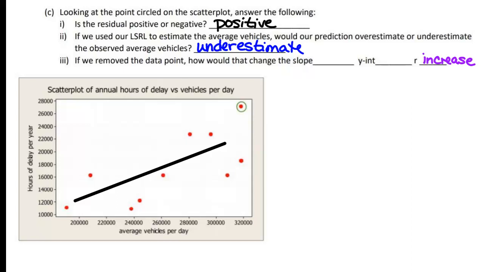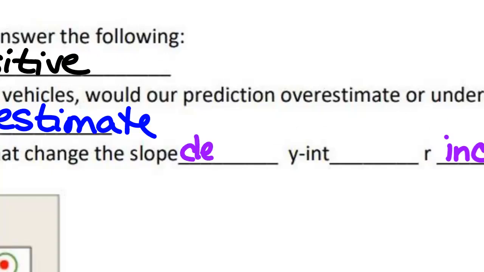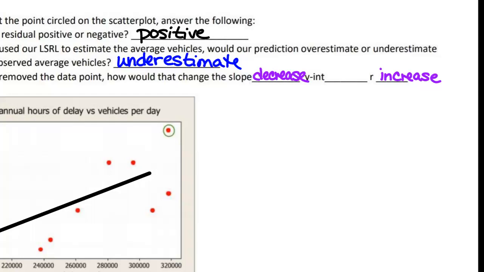What would it do to the slope? Decrease. If I take that point out, right now that point is pulling my line up higher. So if I take that point out, my slope is going to decrease. I want you to think about this like a teeter-totter, because I'm not taking out points on both sides, right? So if I take this point out so that my slope decreases, what happens to my y-intercept? It's going to increase because my line is going to tilt, right? So this is going to increase.